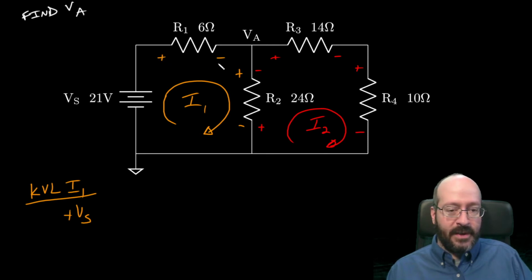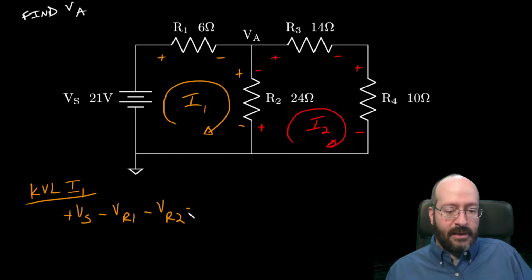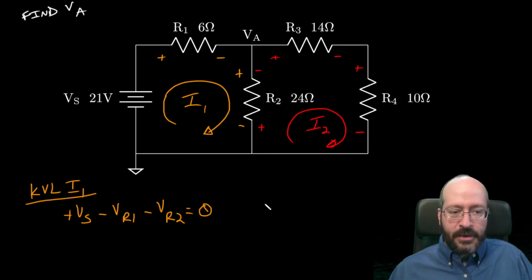As I move from here to here, I'm going down. Let's call that VR1, the voltage across R1, and it matches this polarity. And then I'm going down across R2, so that's VR2, down across it. And we're back to where we started, right? Same node that we started on. So that's equal to 0. Okay, so I think we're in good shape with that one.